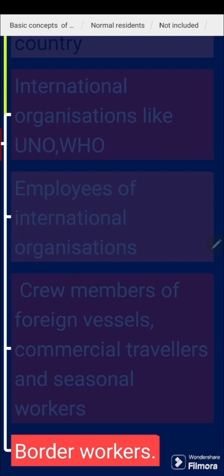So here please remember, in this case the border workers, where they are living, that will define their normal residence, not where they are working, because they are spending, they are accumulating their wealth in the place where they are living, and this will define that border workers are the normal residents of the place where they are living and not where they are earning.